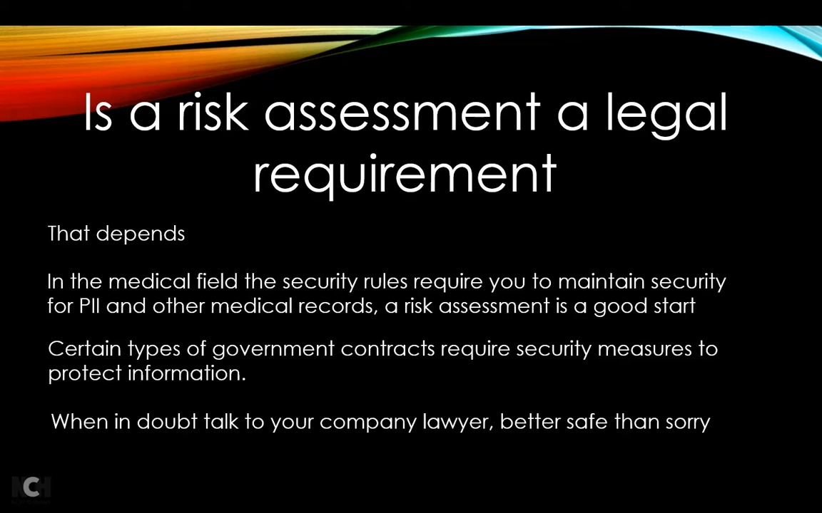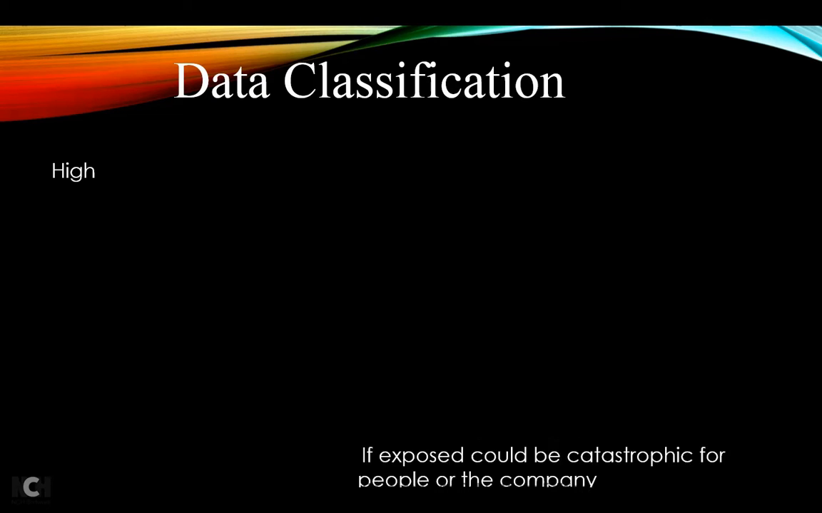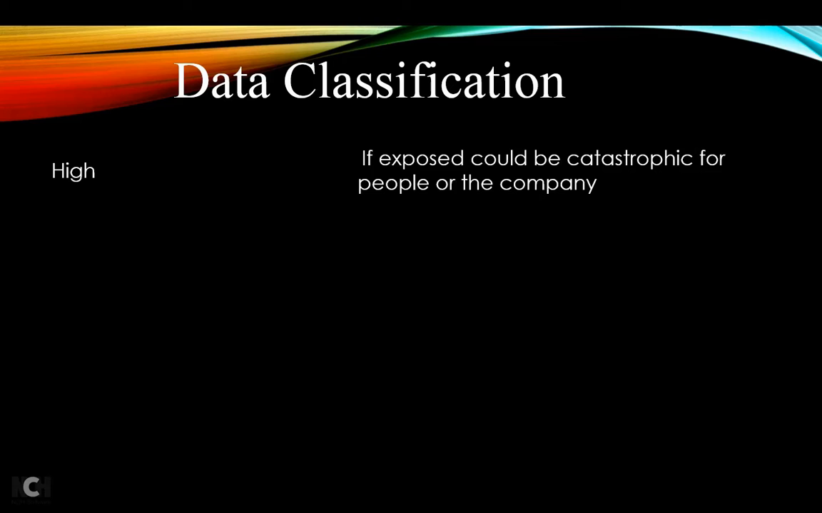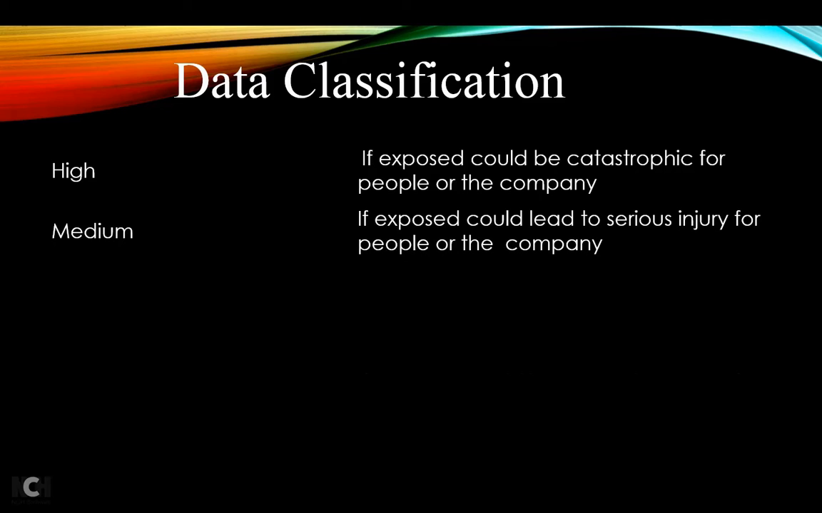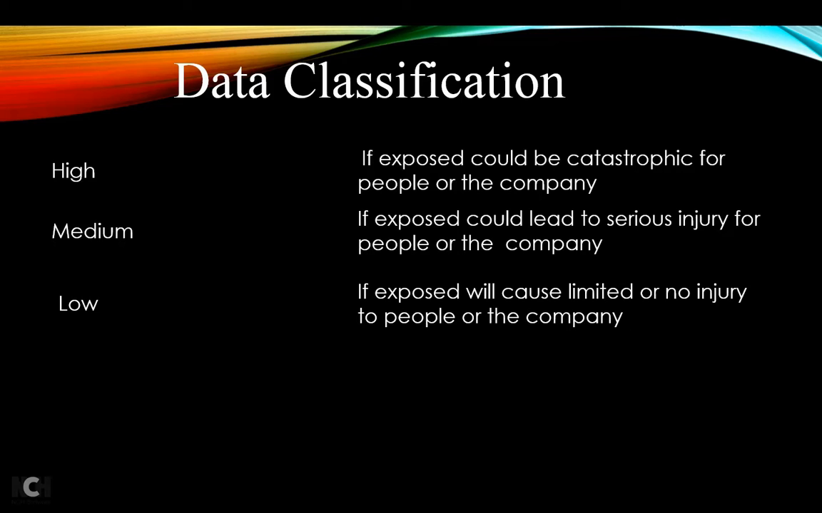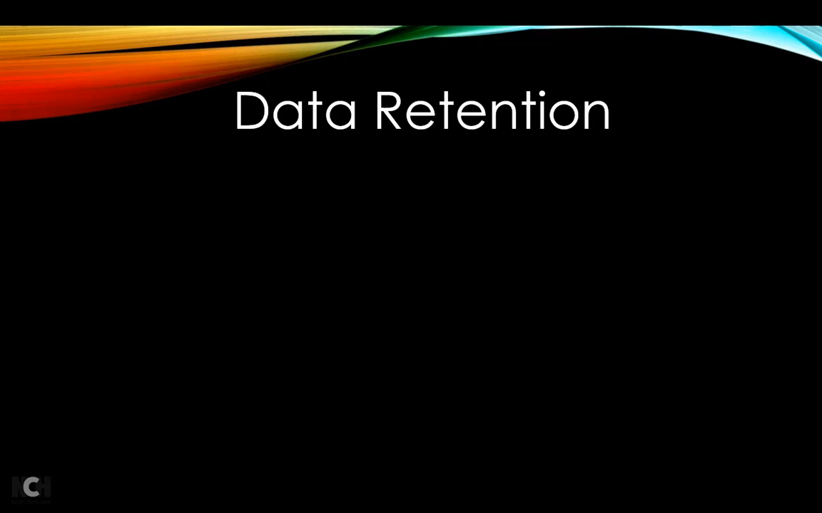Better safe than sorry. So let's talk a little bit about data classification. High classification, if exposed, could be catastrophic for people or the company. Medium, if exposed, could lead to serious injury for people or the company. Low, if exposed, will cause limited or no injury to people or the company. The military uses top secret and confidential.